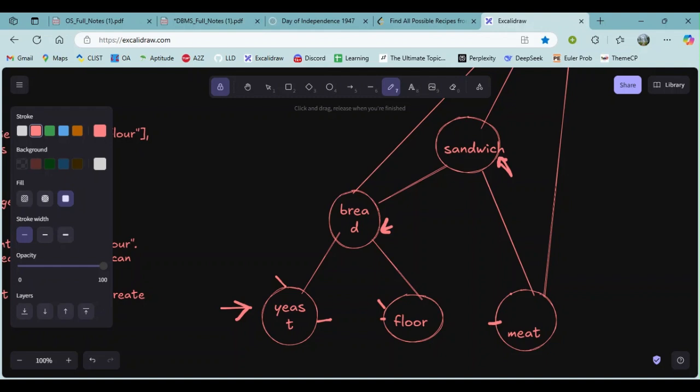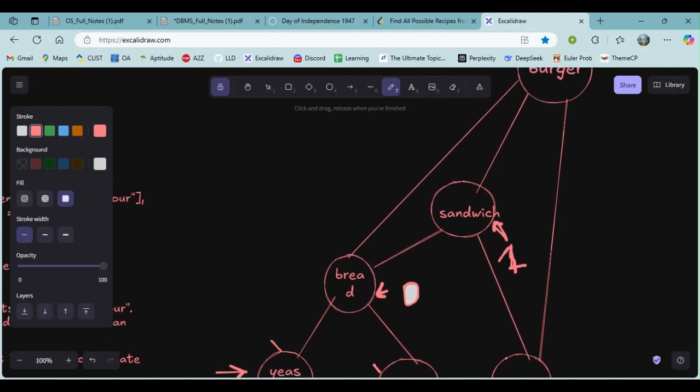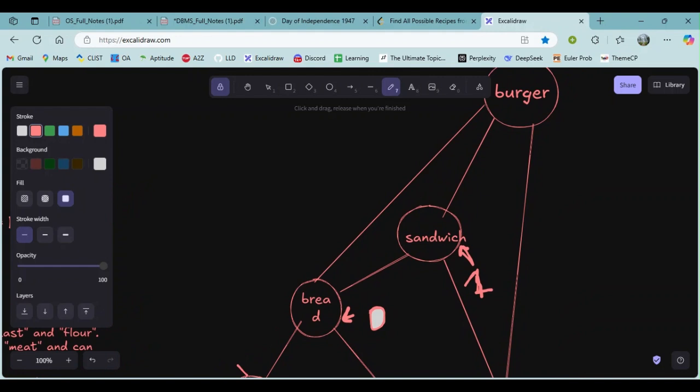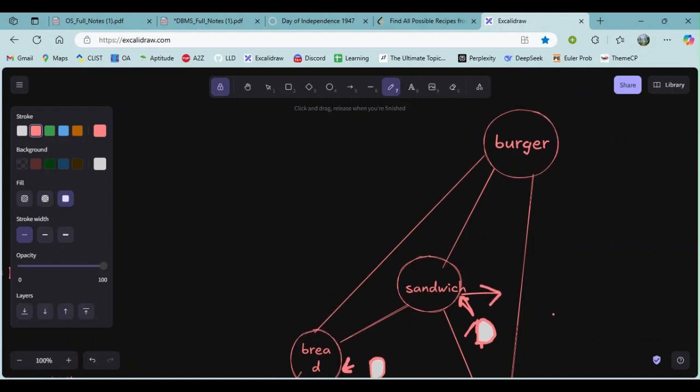After decreasing for yeast and flour, the in degree of bread will be 0, and the in degree of sandwich will be 1. So we will push the bread, and then try to decrease the in degree of everything connected. Sandwich is connected, so sandwich will become 0, and then we will push it into my queue.